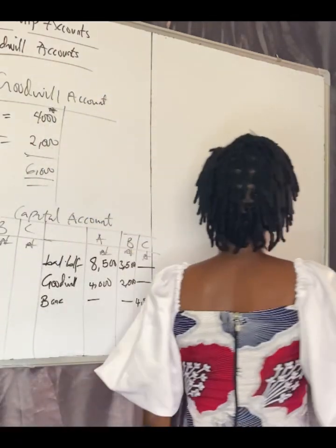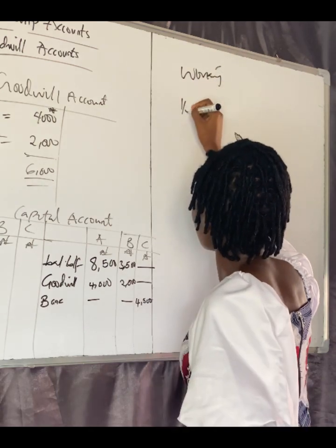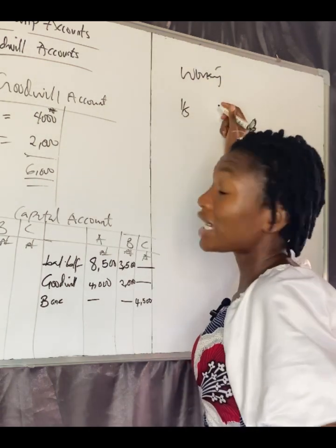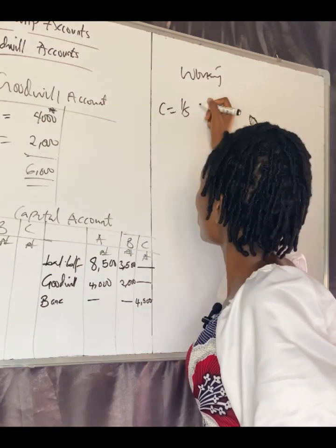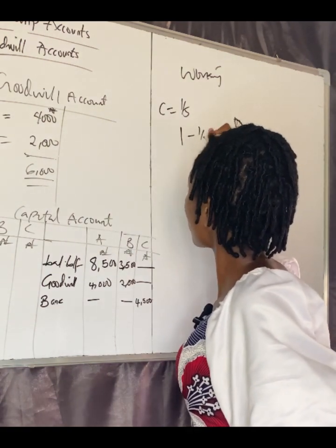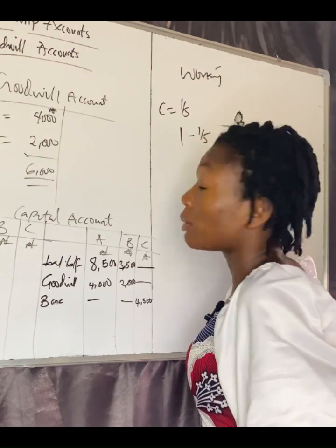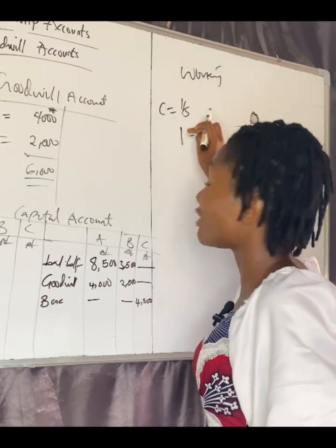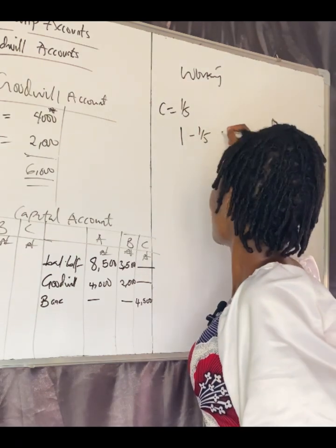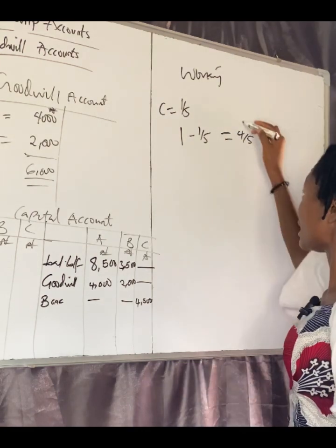So the first thing we're going to be doing in our workings is that 1/5 of profit. C is getting 1/5 of profit. If we want to subtract 1/5 from the total, let's assume the total profit is 1. If we subtract 1/5 from the total profit by way of LCM, we'll be having 5/5 minus 1/5. That is going to be giving us 4/5. We'll be having 4/5 as the balance.